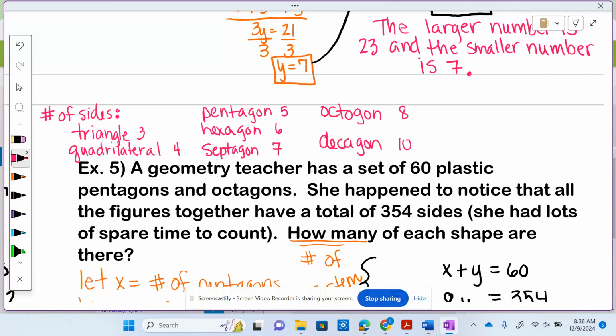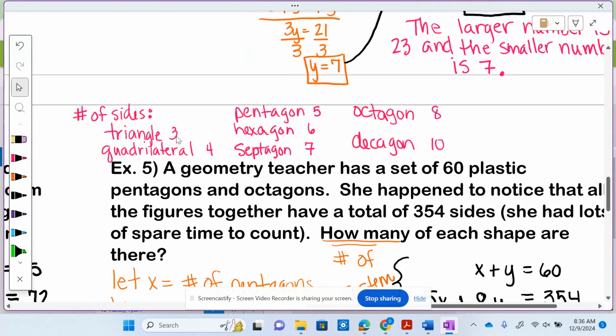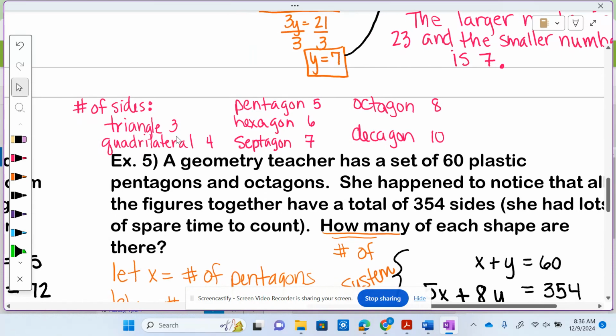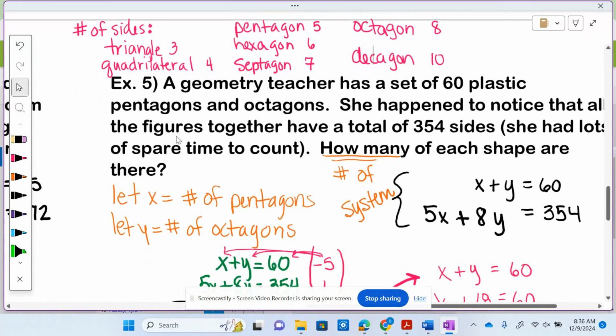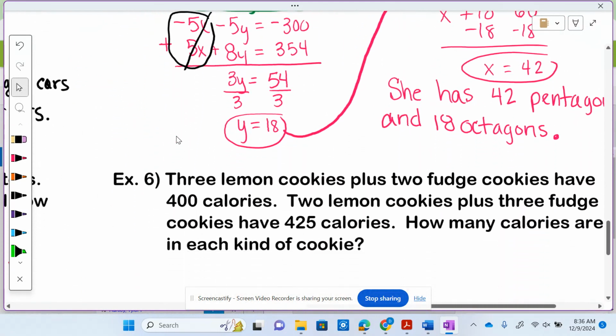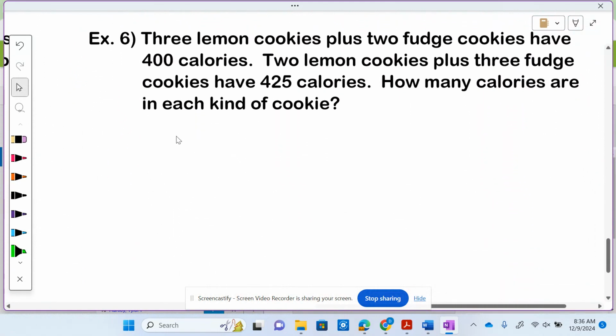An octagon, that's a stop sign, right? I think that's spelled wrong. Octagon. So a stop sign is an octagon, 8 sides, and a pentagon, 5 sides. So number of sides, that's kind of a hint in case you get a question about maybe a hexagon and a triangle. You know the number of sides, okay? Let's look at our last example.